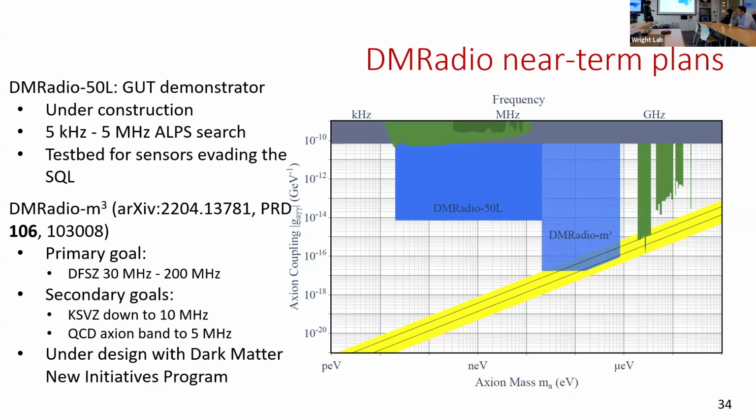And then going concurrently with that is this DMRadio cubic meter project, which would be the first phase of DMRadio to touch the DFSZ line, and we hope to do that between 30 and 200 megahertz. As I mentioned, PXS is looking to do QCD axions between 500 megahertz and 200 megahertz, and DMRadio cubic meter would push that down to 30 megahertz. This is being designed under a DOE program, the Dark Matter New Initiatives.